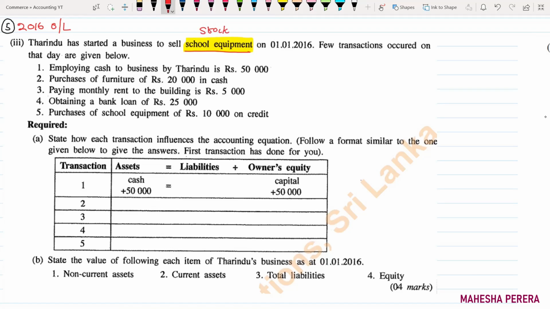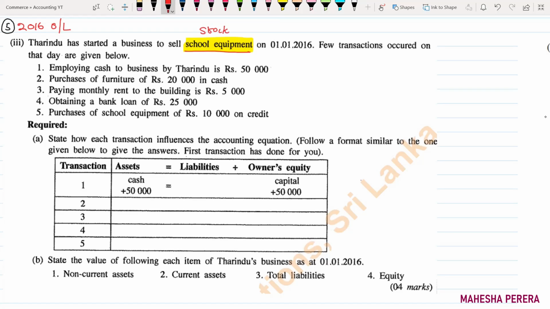Are we clear? Right? When reading this you should understand that Tarindu sells school equipment. That means this is his stock. Right? You need to understand that, because normally when we study theory, we study equipment as a non current asset. But then this here is Tarindu's stock. Right? Stock is a current asset. Can you remember? Stock is a current asset, right?